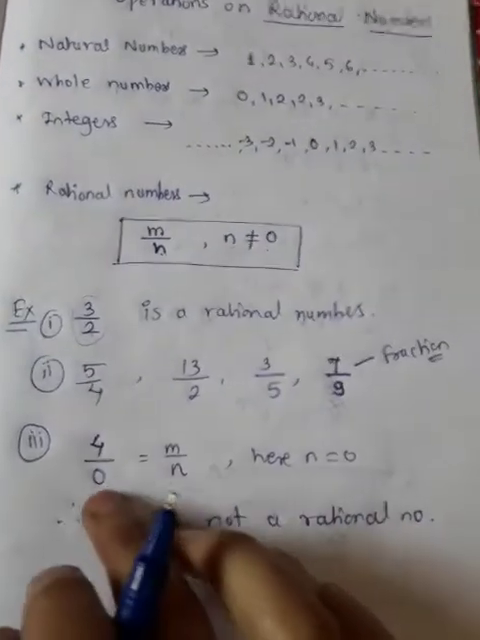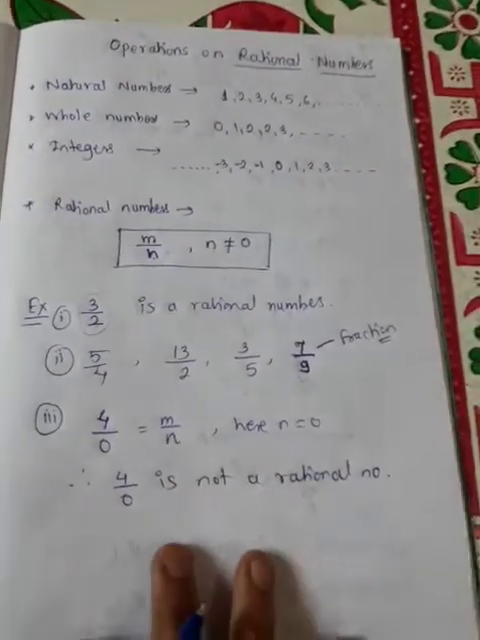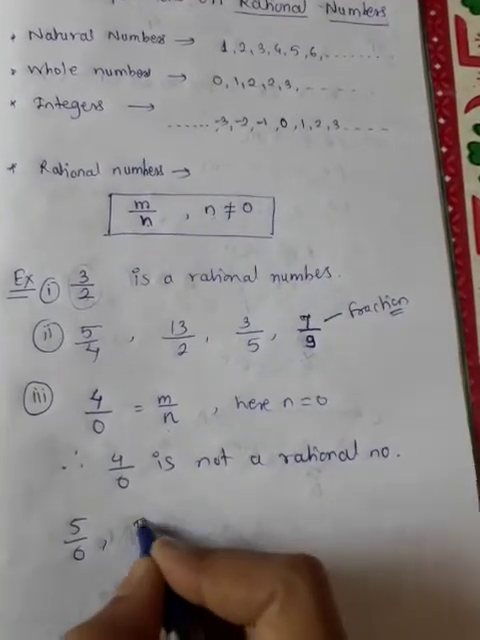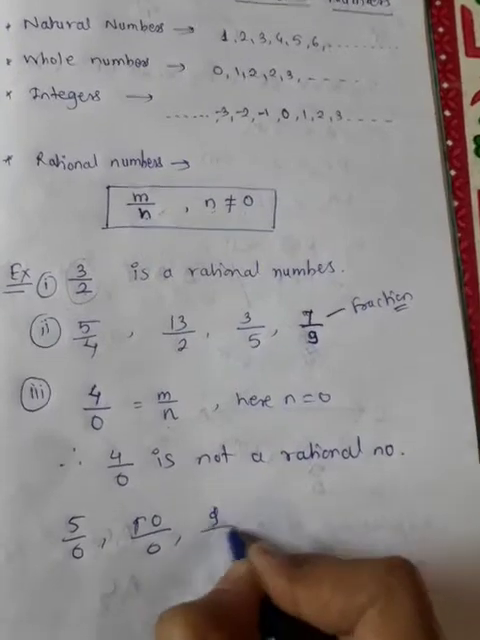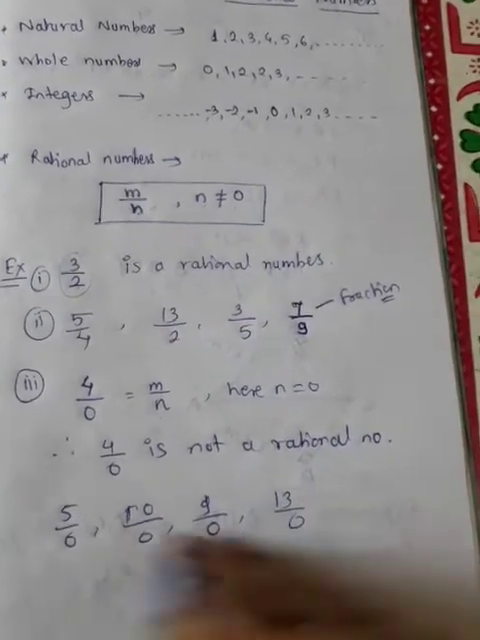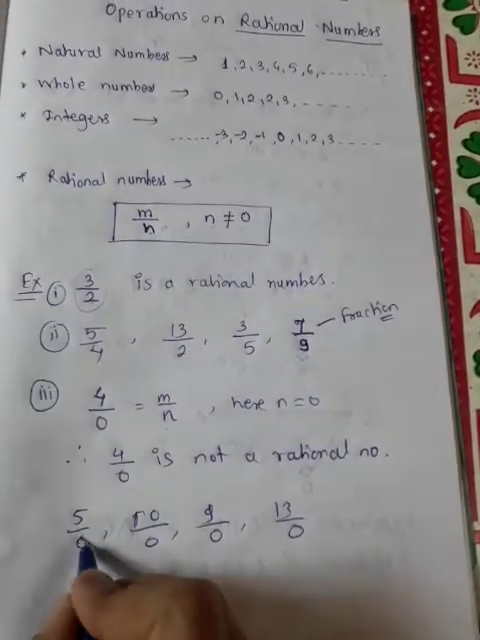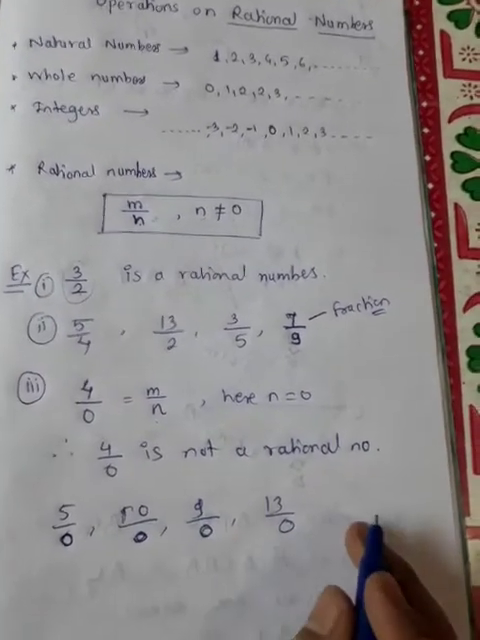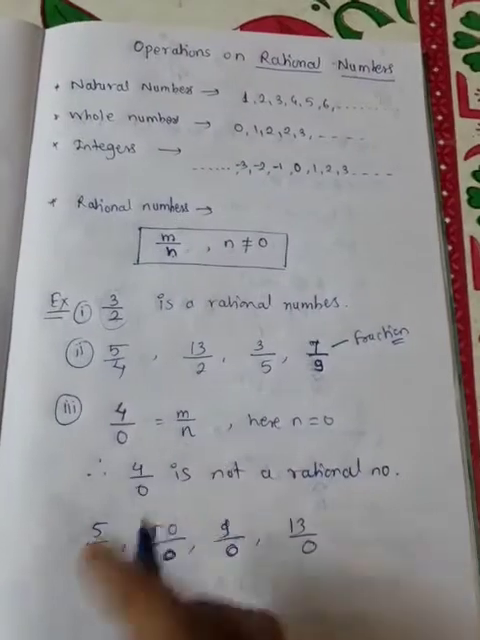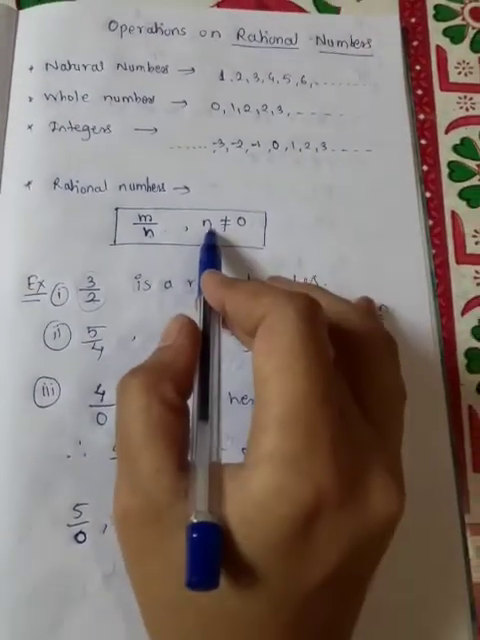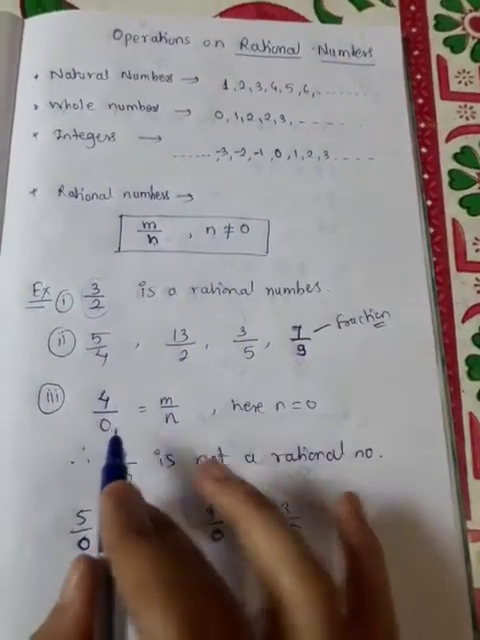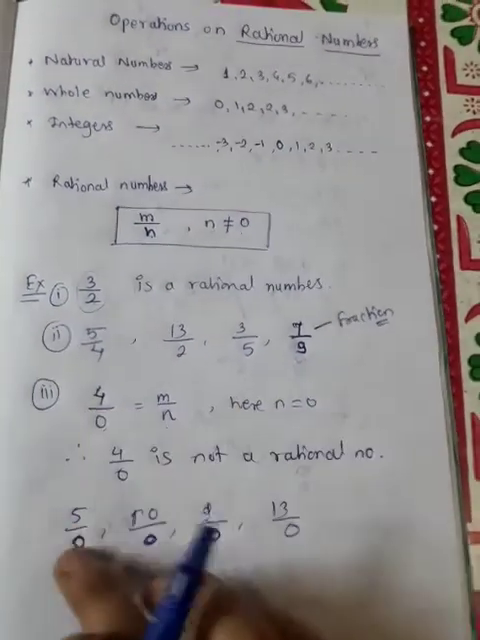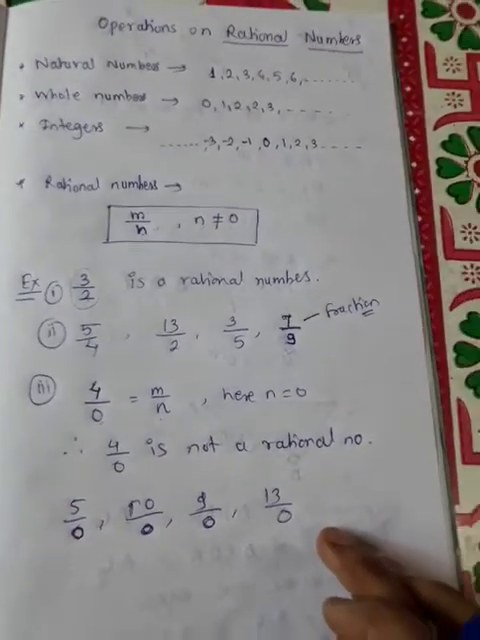Numbers with denominator 0 are not rational numbers. So likewise 5 by 0, 10 by 0, 9 by 0, 13 by 0. Fractions with denominator 0 are not rational numbers, because our condition is that the denominator is not equal to 0, and here the denominators are 0.